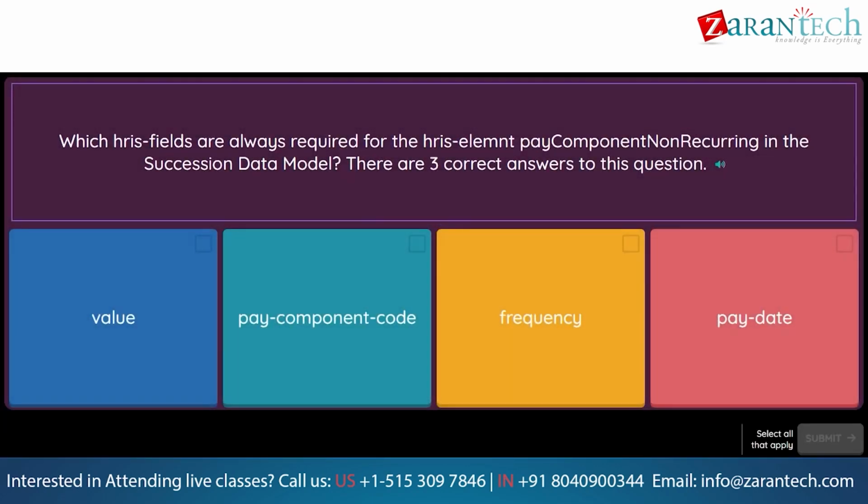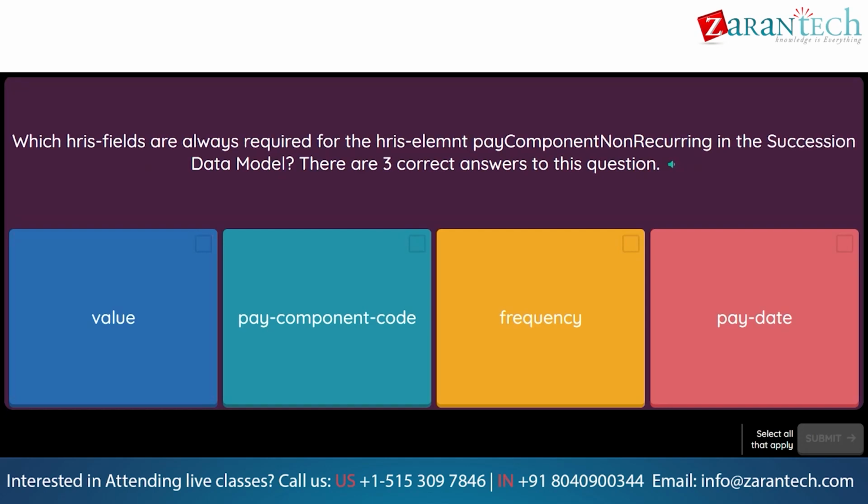Question: which HRIS fields are always required for the HRIS element pay component non-recurring in the succession data model? There are three correct answers to this question. Option 1: value. Option 2: pay component code. Option 3: frequency. Option 4: pay date.